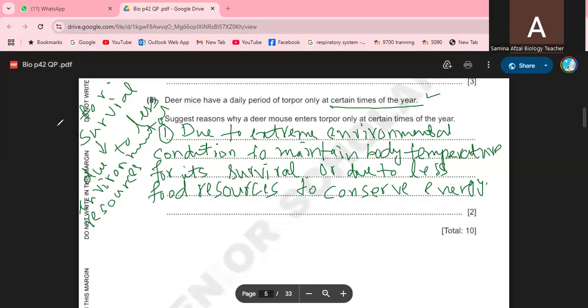One more thing which can be the reason is to conserve water, to reduce the water loss through respiration and excretion. It can be beneficial in dry conditions that might occur seasonally. So that can also be a reason to reduce water loss. So sometimes it can happen.